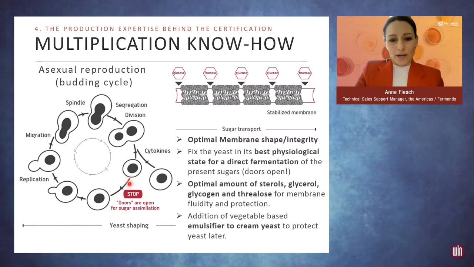Also, because when the yeast is growing, obviously it has on its membrane a lot of sugar transporters. So really for you as a winemaker, when you use a yeast that was dried in that state, it is directly operational during fermentation. We are also optimizing the amount of sterols, glycerol, glycogen, trehalose, which are all different molecules that help with membrane fluidity, but also membrane protection during drying and rehydration. And finally, when we're done with the multiplication, we add what we call an emulsifier, that is vegetable-based, to the yeast cream. That's going to coat the yeast and really help them in the drying process.